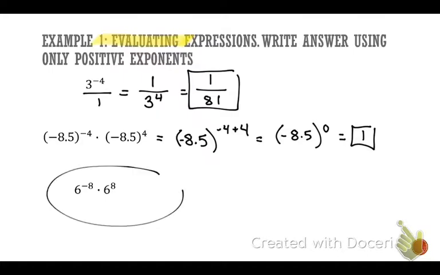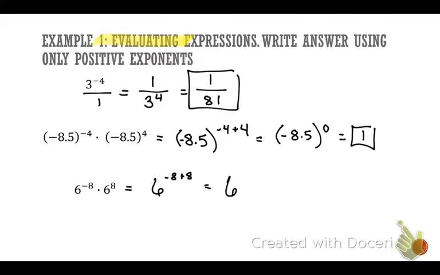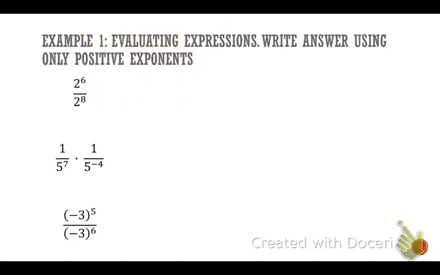Go ahead and do the last one, please. Did anybody multiply 6 by itself 8 times? I hope not. No. Common base. Common base. Negative 8 plus 8. What's negative 8 plus 8? 0. So you didn't leave it like this, did you? No. 1. Of course. All right, product of powers. Product of powers. It definitely can help you out.